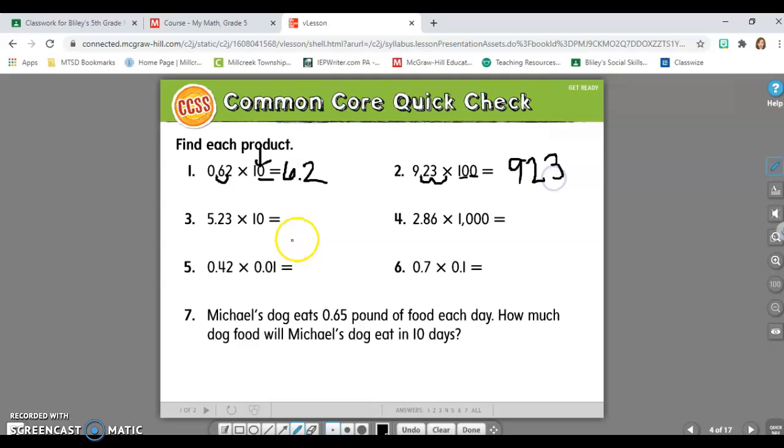Let's go to number 3. I have 5 and 23 hundredths times 10. I'm going to move my decimal 1 time to the right. My answer is 52 and 3/10. Let's do our last one, number 4.